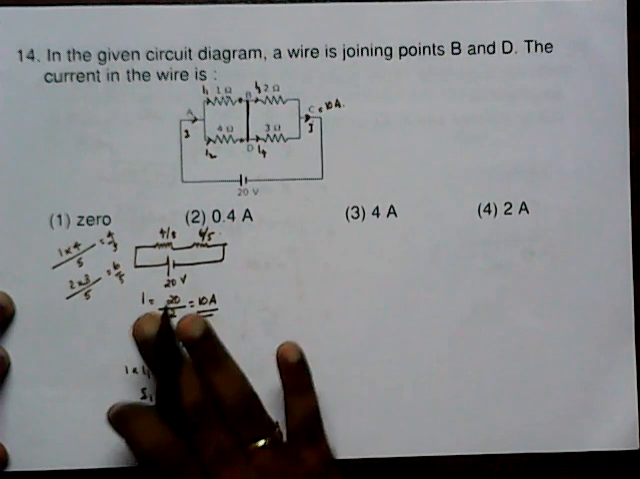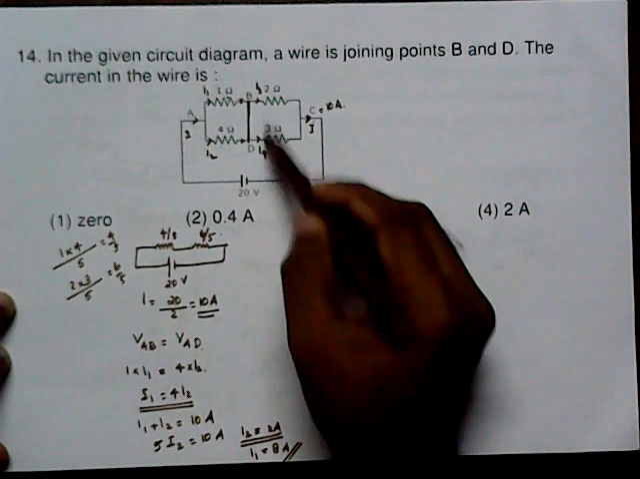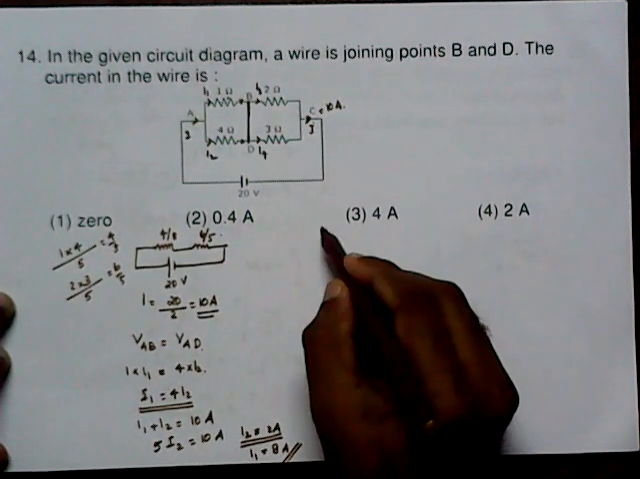Similarly we can approach this section also. So I3 plus I4 should equal 10 ampere.